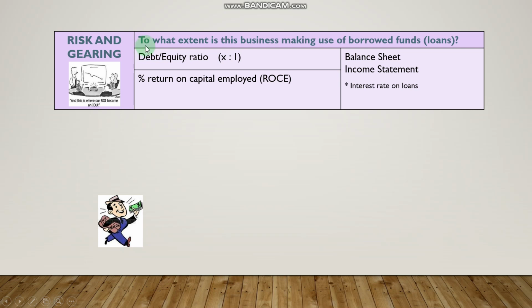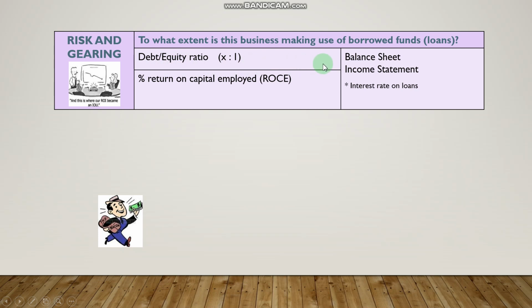The question says, to what extent is this business making use of borrowed funds? In other words, what is the proportion of borrowed capital to own capital? So your borrowed capital, that would be your non-current liabilities, and your equity, this would be your shareholders' equity. So you do a ratio, something is to 1 again. You're getting quite used to this now. X is to 1. You will show the extent of the debt in terms of your equity.